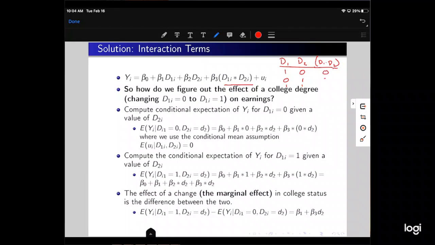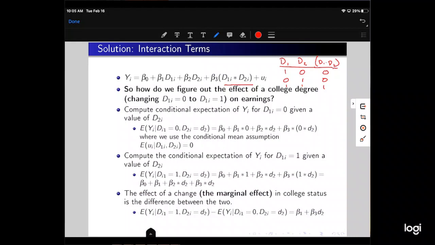0 times 1, so it's 0. And 1 times 1, so it's 1. That's literally all we're doing. And then we add this additional variable to the model. So how do we figure out the effect of a college degree changing d1 equals 0 to d1 equals 1 on earnings?